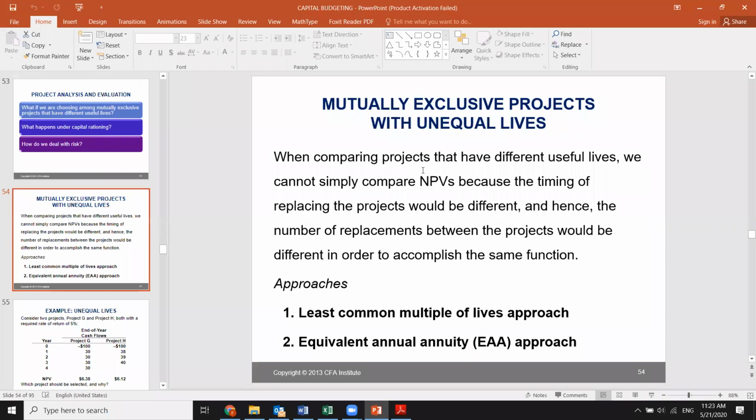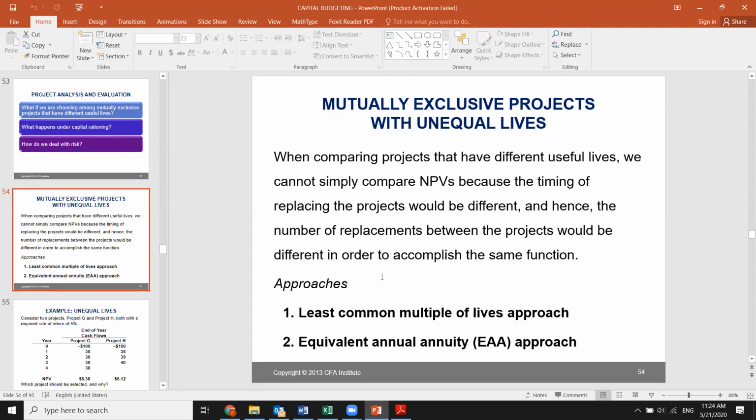When we compare projects that have different useful lives, we cannot simply compare the NPVs, because the time of replacing the project would be different, and the number of replacements needed to accomplish the same thing would be different. So if two projects are given with different useful lives, you cannot just say, okay, I'm going to choose the highest NPV. That is not the case.